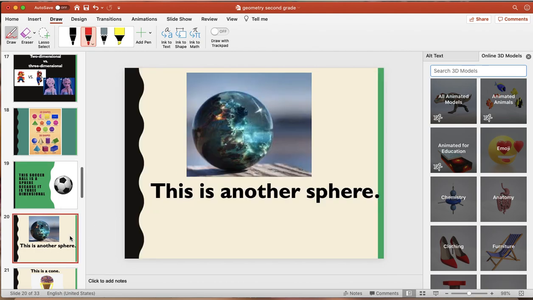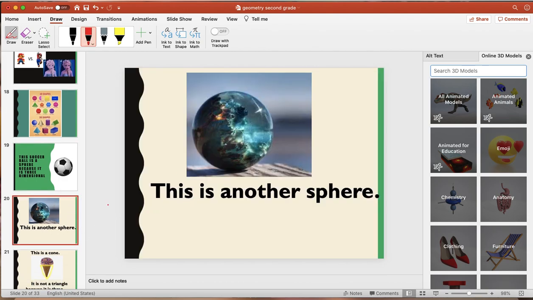Here's another example of a sphere. This marble over here is a sphere. It's not flat like a piece of paper. It's a three-dimensional shape.